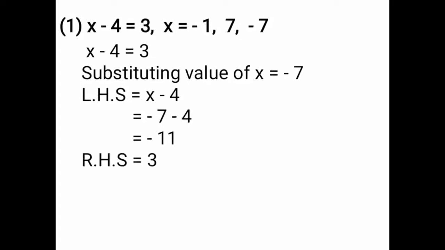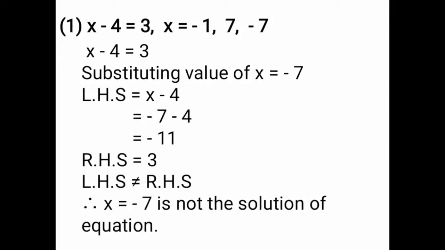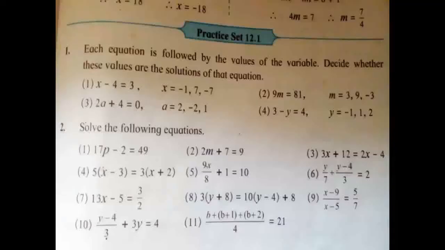Right side is 3. You have to compare whether left side is equal to right side or not. Left side you got the answer -11. Right side is the given number 3. So the left side is not equal to right side. Therefore x is equal to -7 is not the solution of the equation.